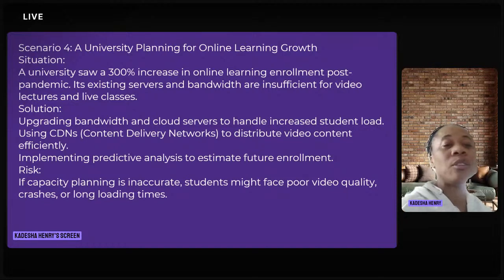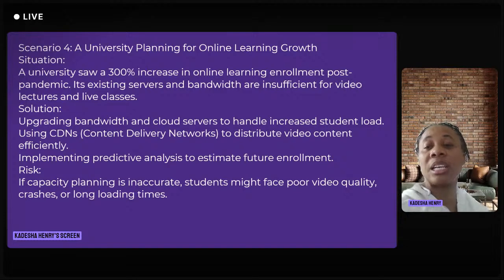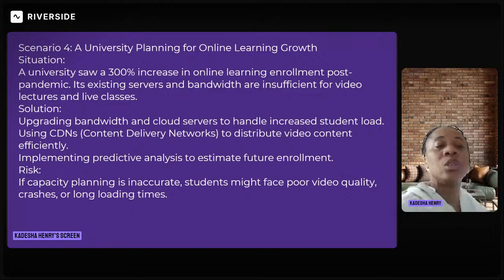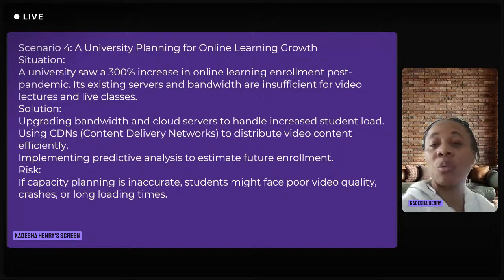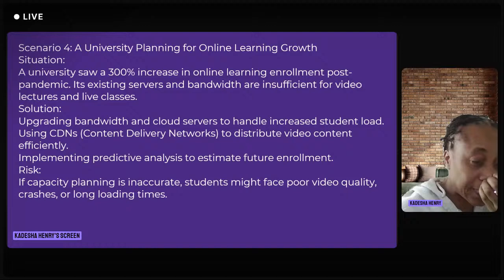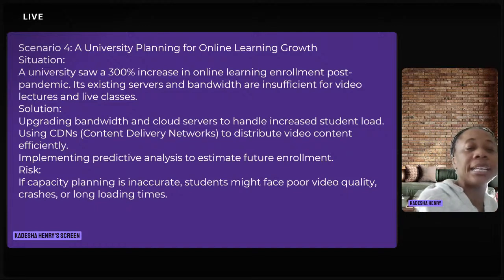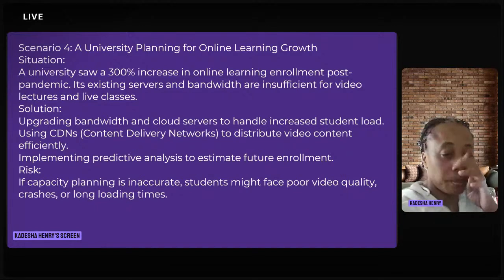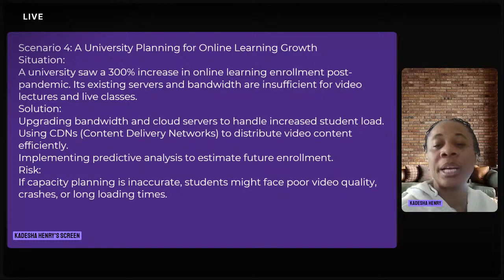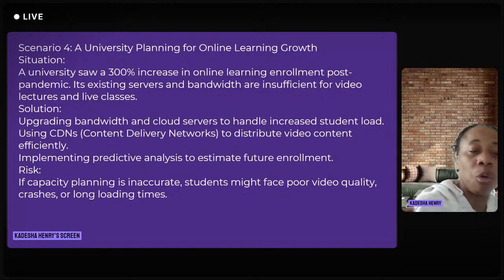So what they can do is upgrade the bandwidth and cloud server to handle the increased student load, using CDNs, content delivery networks, to distribute video content efficiently, right? They can implement predictive analysis to estimate future enrollment.